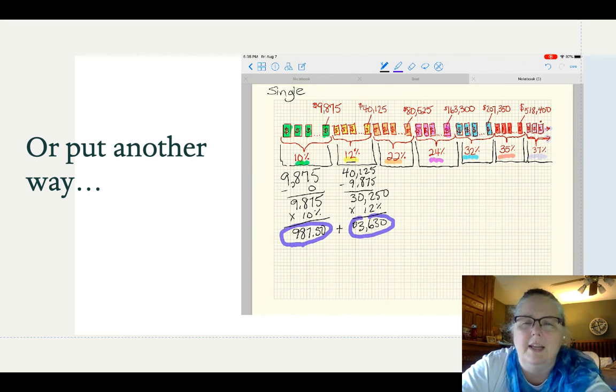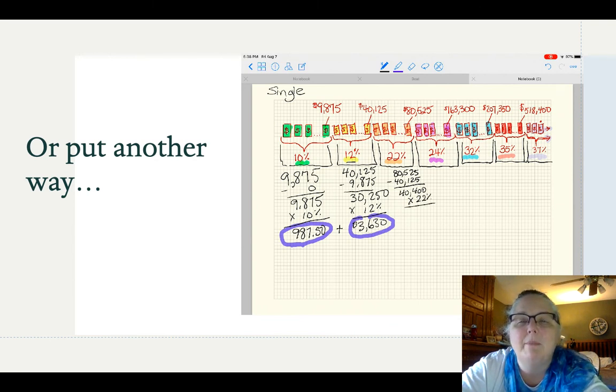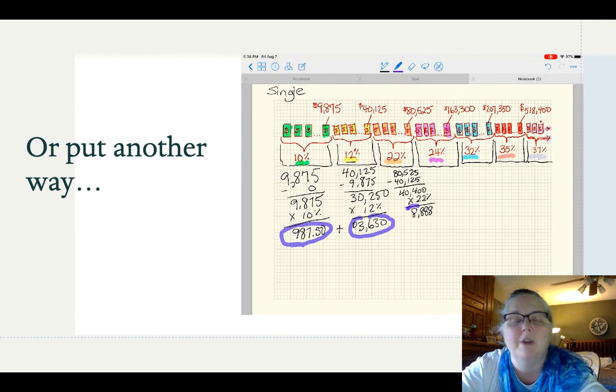So we take the cumulative amount, 987.50 plus 3,630, because you don't necessarily have to keep track of this on your own. It does it for you. 22%, same thing. If we filled up the entire 22% bracket, we have to figure out how many dollars are in that bracket. Well, $40,400 are in the bracket. Those $40,400 are taxed at a rate of 22%, which would give a tax liability of $8,888 for that bracket.